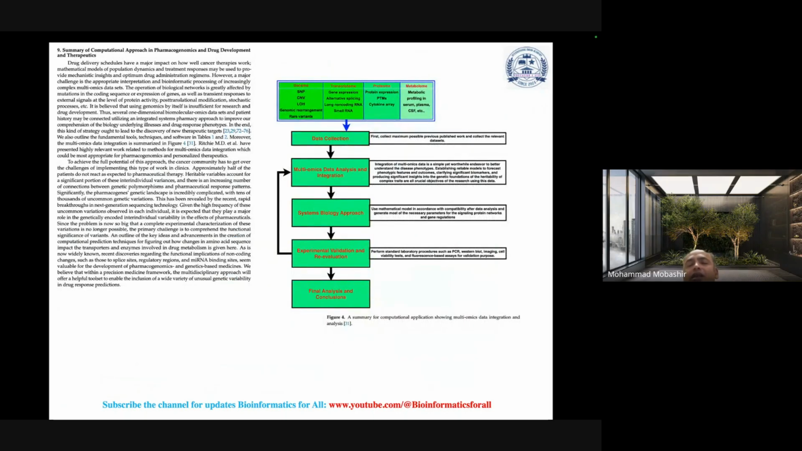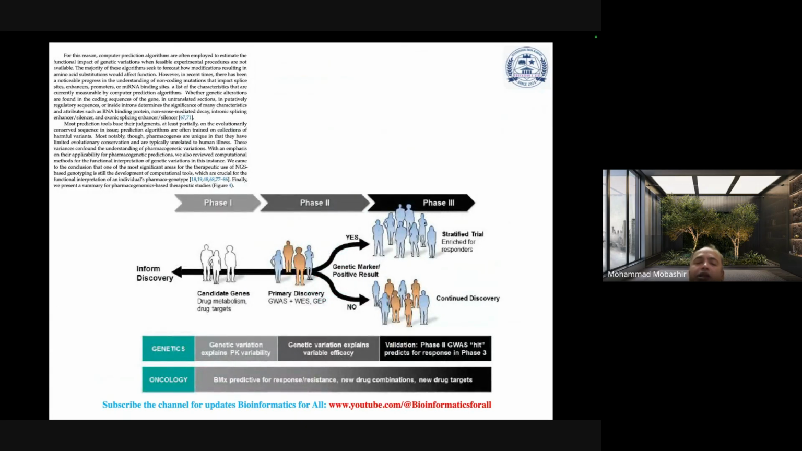I have summarized, if someone is interested in developing a computational approach for research purposes in precision medicine or pharmacogenomics, this could be the way, in 5 steps: data collection, multiomics data analysis and integration, systems biology approach, experimental validation and evaluation, then final assessment and conclusion. So this is the summarized way of looking at and understanding pharmacogenomics and precision medicine.